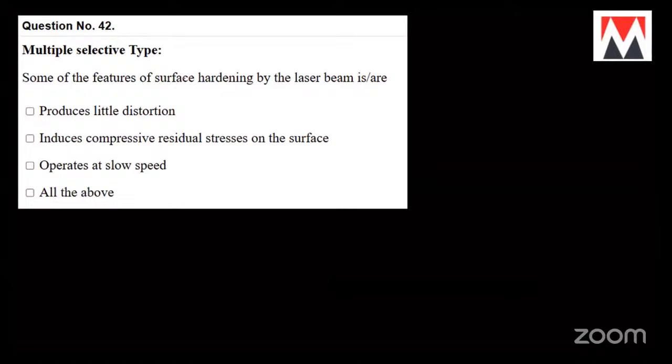Okay. Some of the features of surface hardening by laser beam: it produces little distortion, because surface hardening produces little distortion, and induces compressive residual stresses.